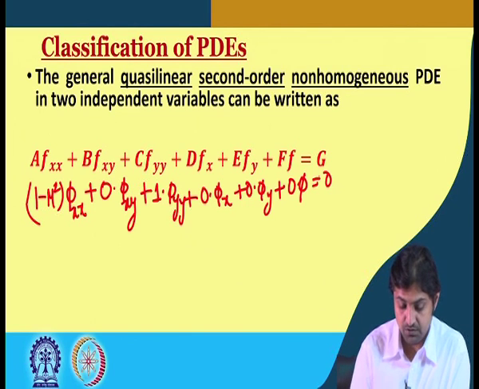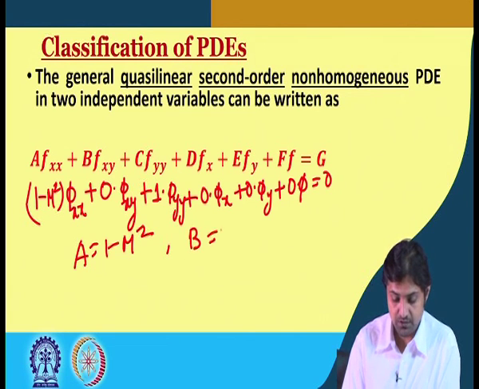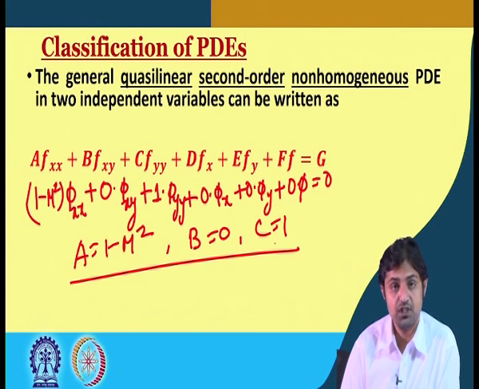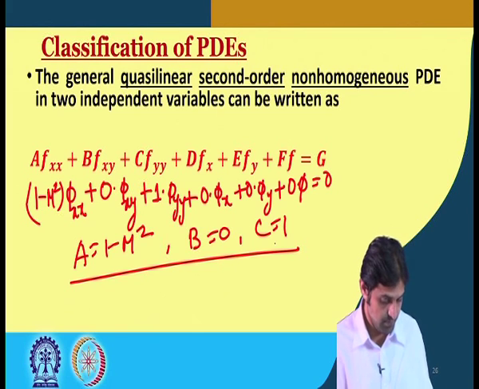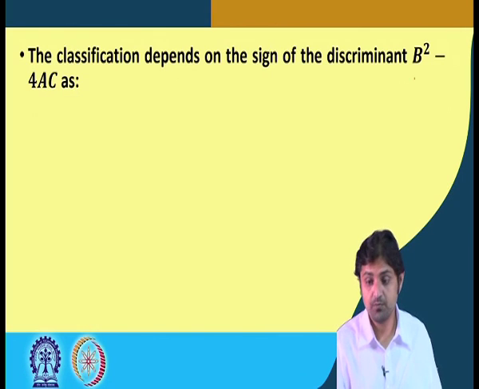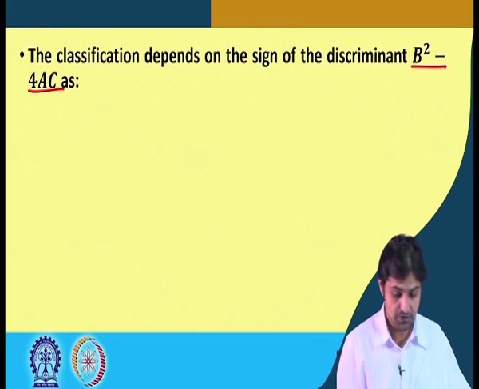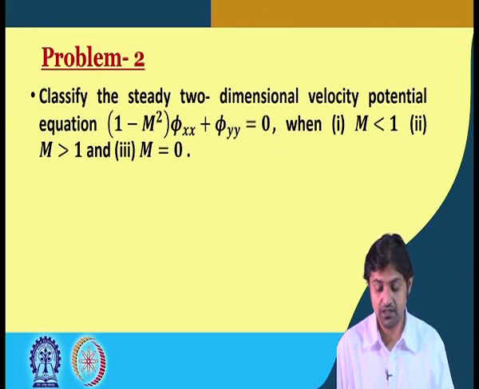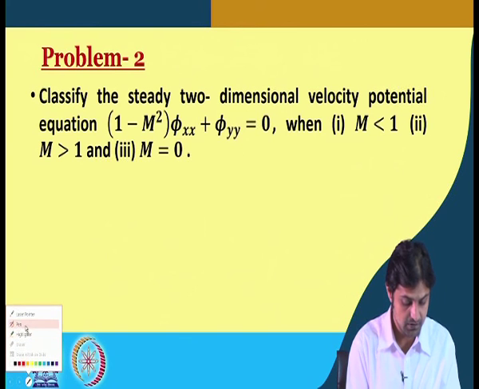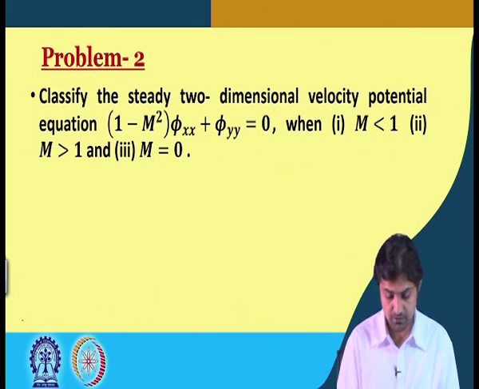So when we write this down, A is 1 minus m square and b is 0, and c is 1, because only these three terms are used in the discriminant. You see the classification depends on b square minus 4ac. Good. So we have to classify the steady two-dimensional velocity potential.